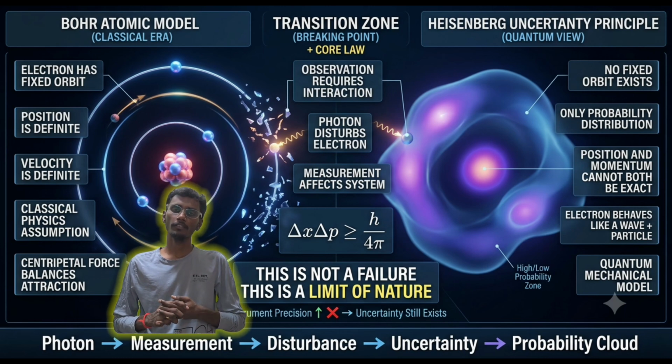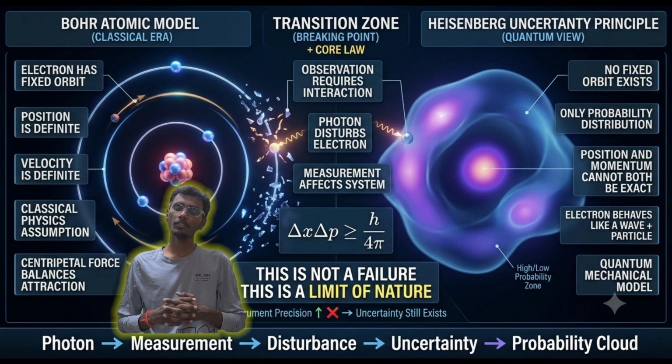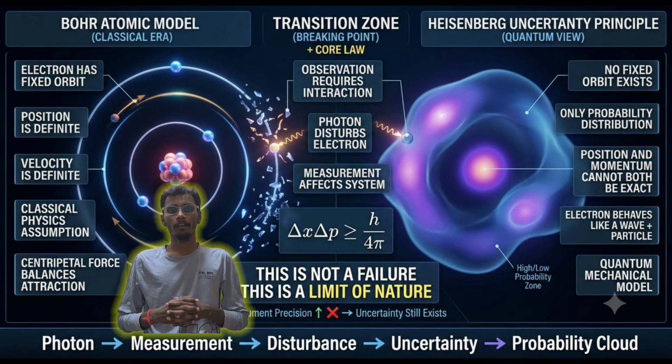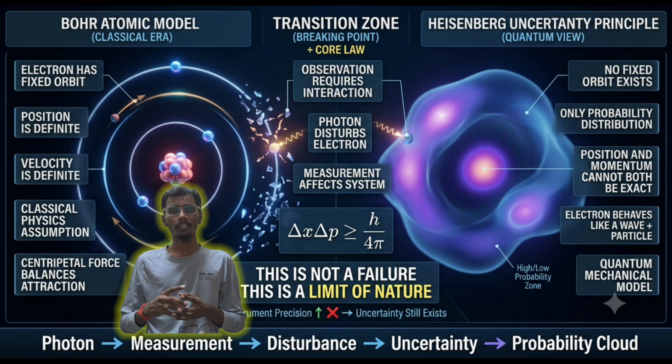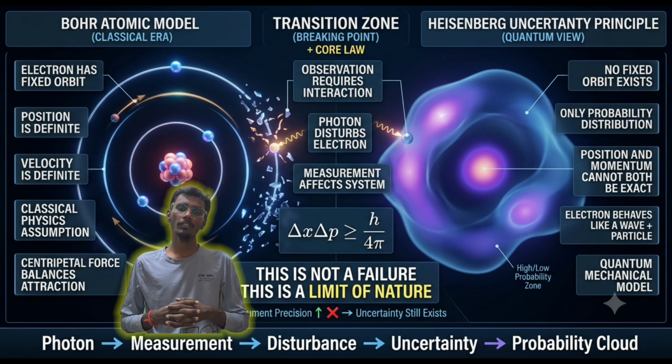Let's see. Before the Heisenberg Uncertainty Principle, most scientists believed that the electron is a tiny planet, which means a planet revolving around the sun. So the planet's momentum and position can be determined exactly. The same logic is applied in Bohr's Atomic Model.